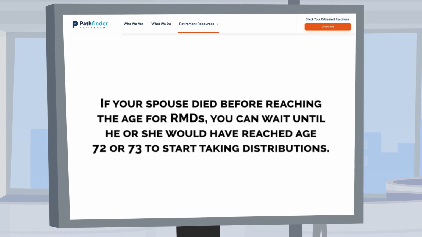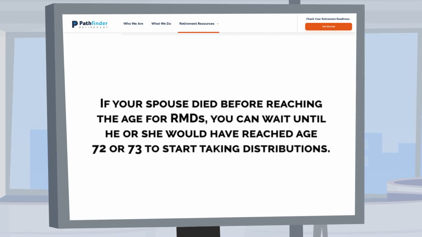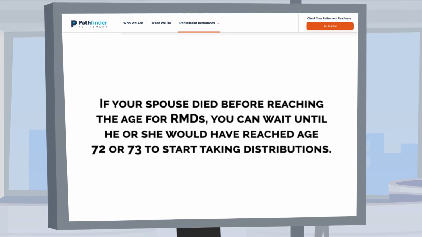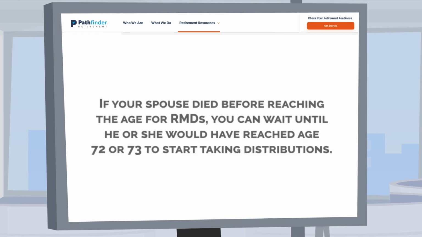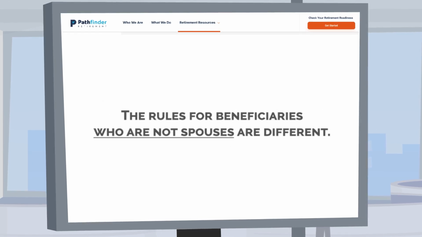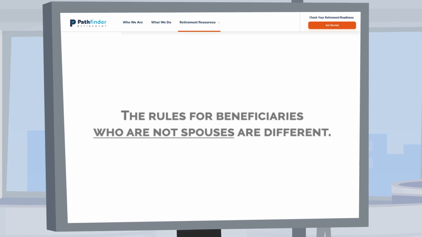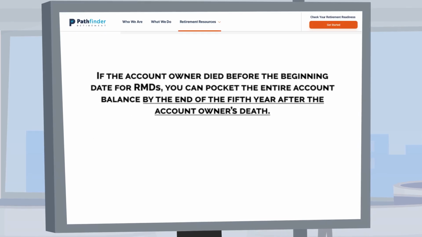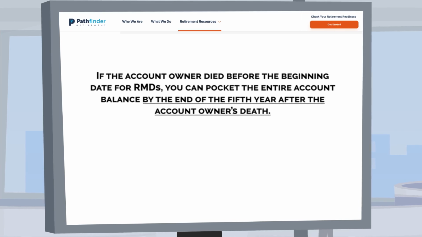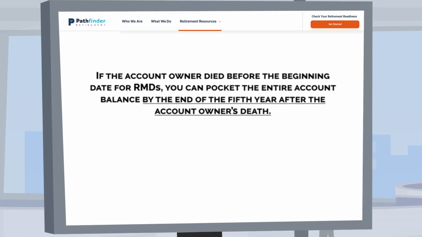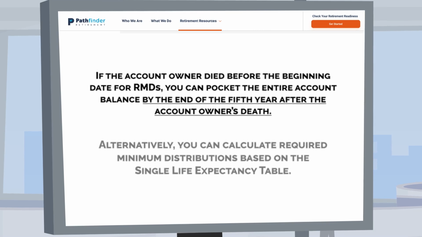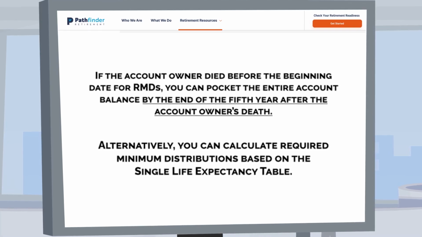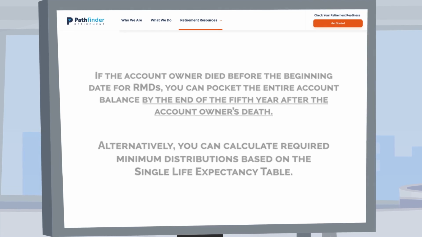If your spouse died before reaching the age for RMDs, you can wait until he or she would have reached age 72 or 73 to start taking distributions. The rules for beneficiaries who are not spouses are different. If the account owner died before the beginning date for RMDs, you can pocket the entire account balance by the end of the 5th year after the account owner's death. Alternatively, you can calculate required minimum distributions based on the Single Life Expectancy Table.